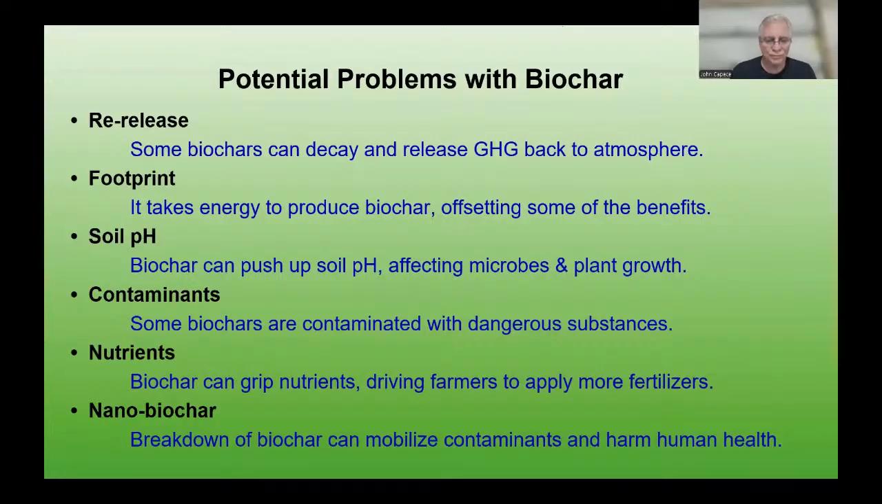Third, biochar can significantly alter soil pH, pushing alkalinity upward and inadvertently undermining microbial and plant growth. Fourth, depending on the source material used, some biochars have been found to be heavily contaminated with toxic substances. Fifth is nutrient disruption. Biochars act like a sponge. They can tightly grip the nutrients that plants need, and this can drive farmers to apply even more chemical fertilizers to compensate for this.